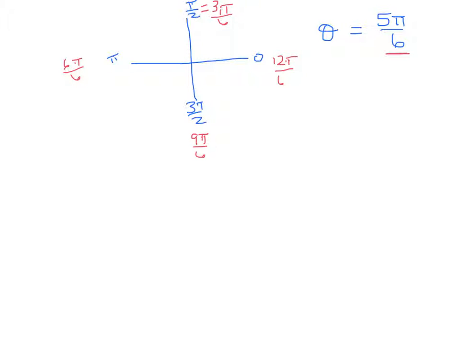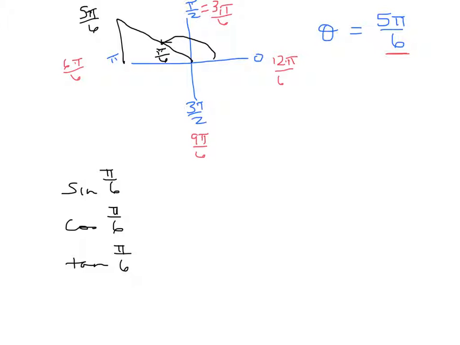So now when I try to figure out exactly where 5 pi over 6 falls, I see that it is in the second quadrant. It is shy from 6 pi over 6 by a pi over 6 angle. And now I would be able to find any of the trig functions with pi over 6.